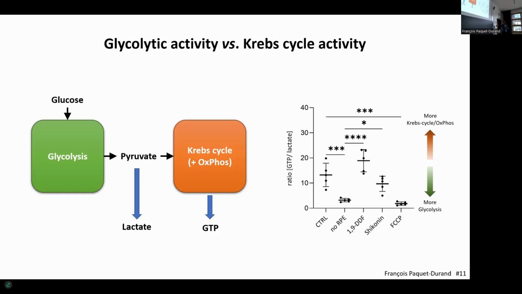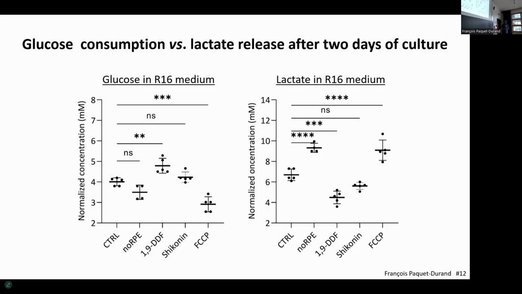Okay, so that's one way of analyzing such data sets. Can we do it better? Well, another thing that we can do is look at glucose consumption and lactate production. We can look at what is going on not in the retina, but in the medium, the supernatant medium. How much glucose is consumed? So we look at these glucose concentrations, and these are more arbitrary units.